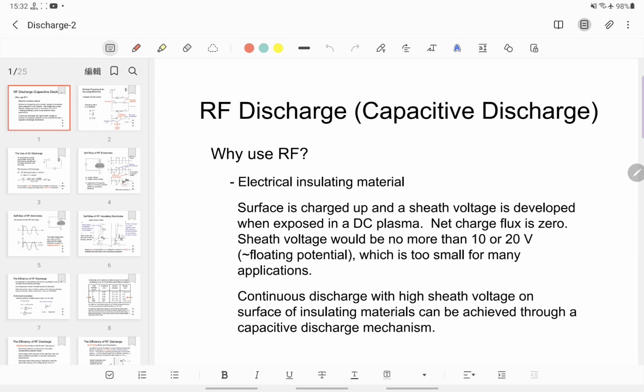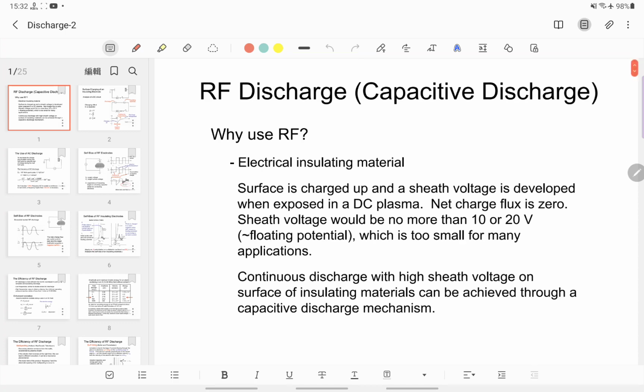Okay. So the first important thing is that if we have placed an insulating material, an insulating substrate in a plasma system, when the substrate touches plasma, it will automatically form a sheath voltage on the surface of the substrate, or a potential difference between plasma volume and the substrate surface. So there's a potential difference, and this potential difference is also called sheath voltage.